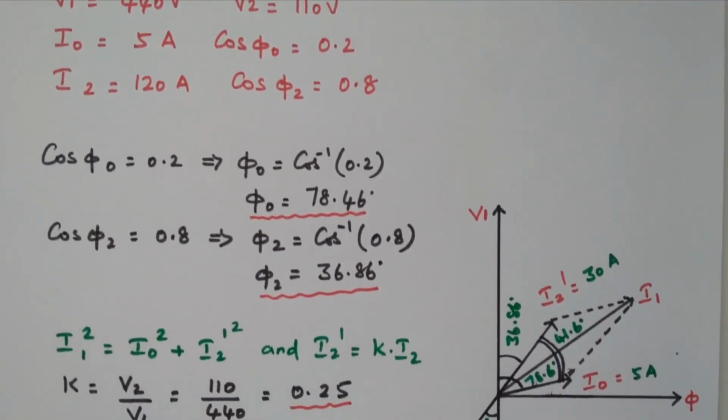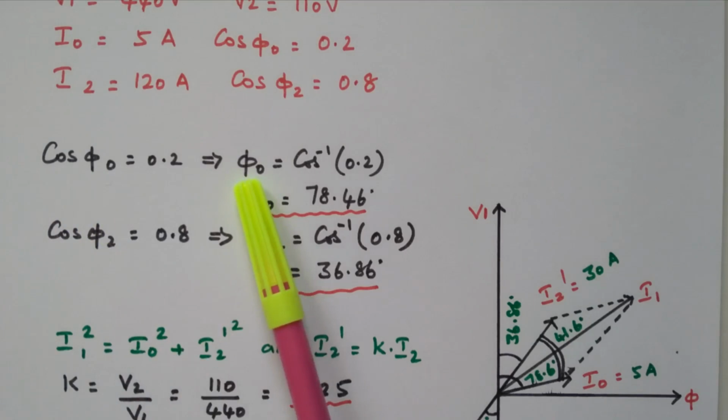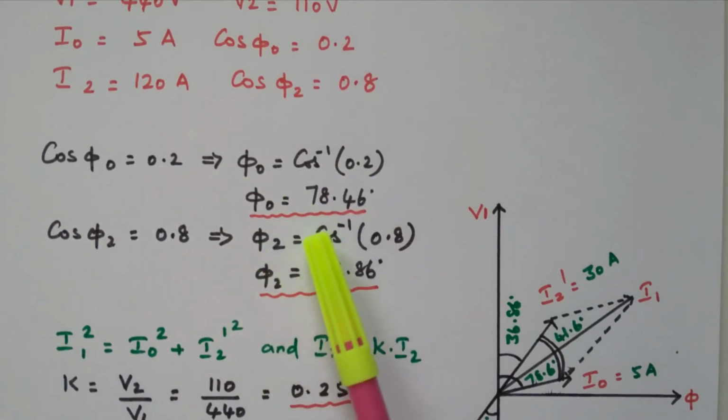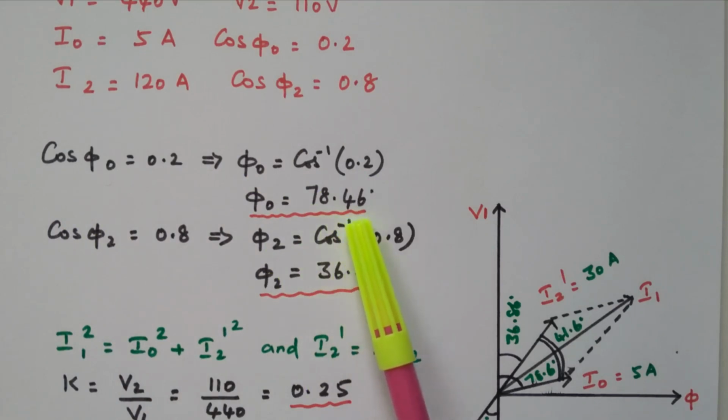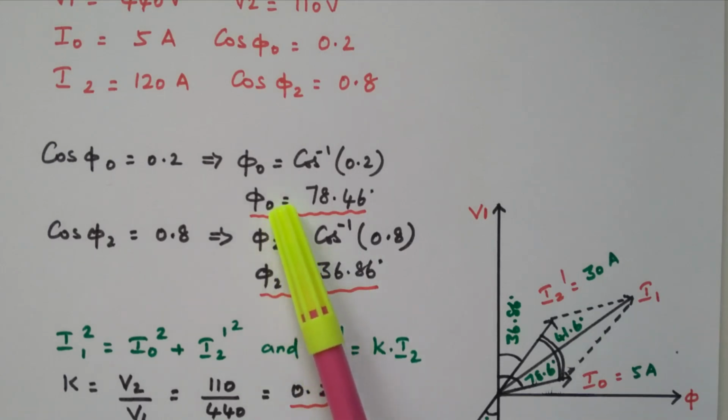From cos φ0 equal to 0.2, φ0 equals cos inverse of 0.2. That value is 78.46 degree. Similarly, cos φ2 is given, that is equal to 0.8. From that, φ2 equals cos inverse 0.8, which is 36.86 degree. So now we got the values of φ0 and φ2.